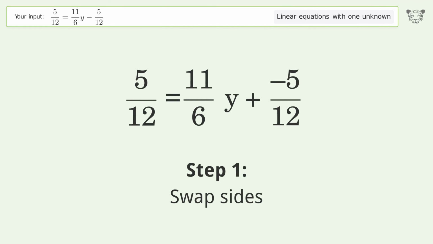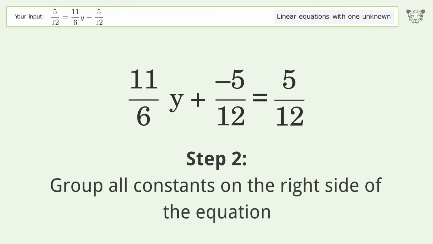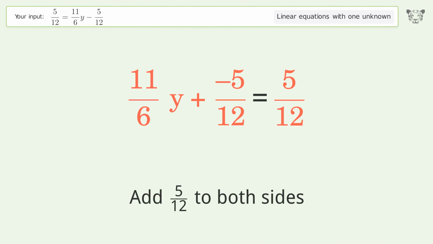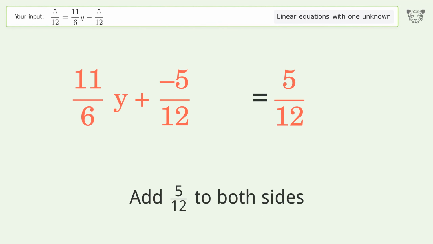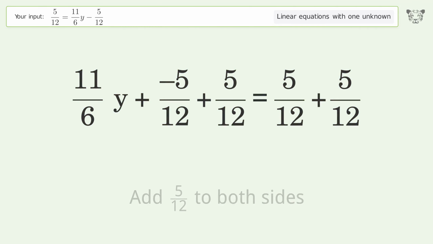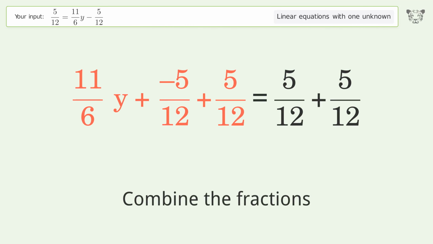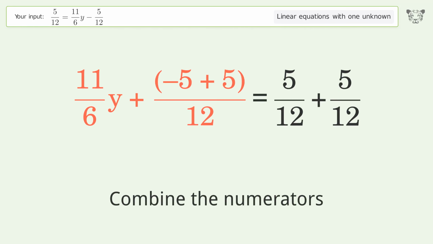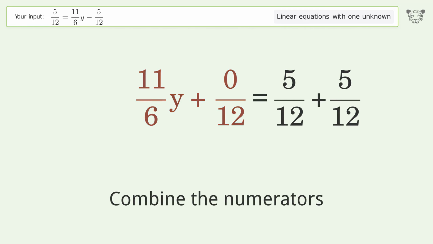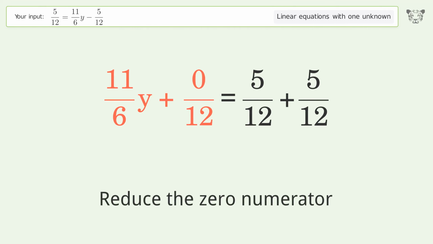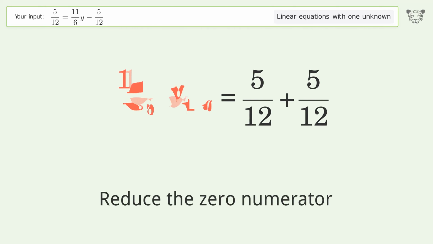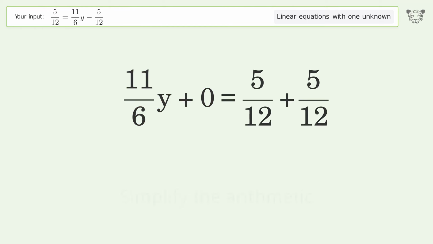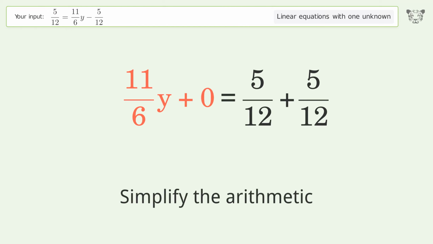Swap sides. Group all constants on the right side of the equation. Add 5/12 to both sides. Combine the fractions. Combine the numerators. Reduce the zero numerator. Simplify the arithmetic.